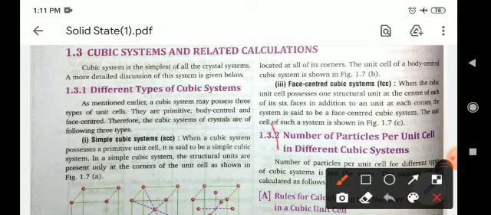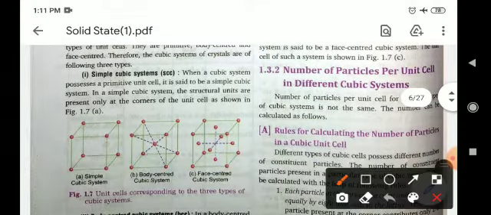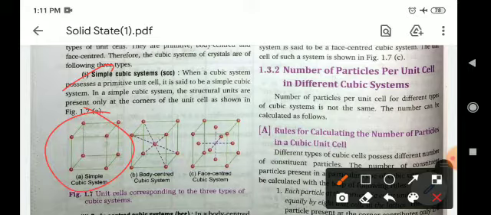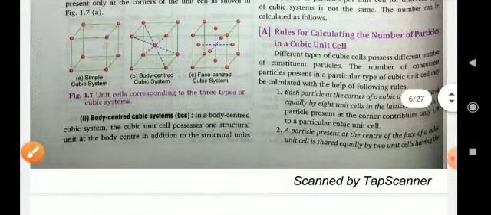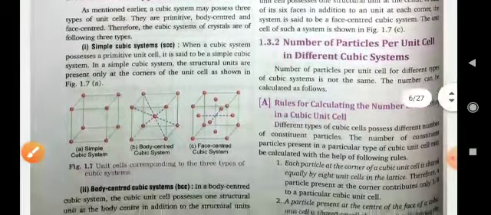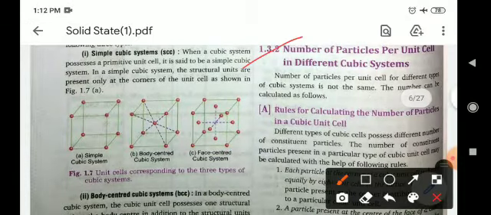So now the cubic system and related calculations. Different types of cubic systems, as I have discussed before: the simple cubic system, in which constituent particles are present at all the corners; next body centered; and third face centered cubic. So these are basically 3 forms. Now the number of particles per unit cell in different cubic systems. I will calculate the number of particles per unit cell in the different cubic systems.